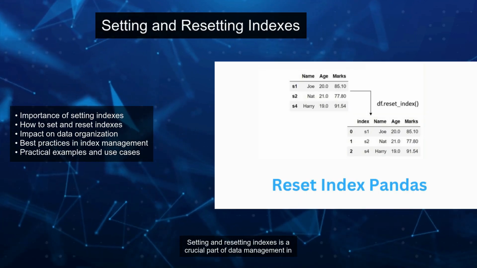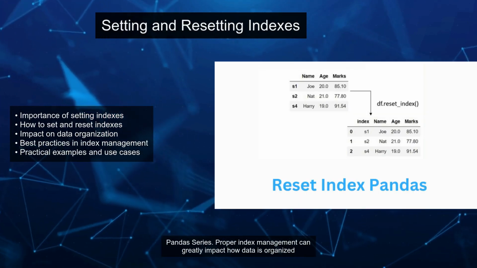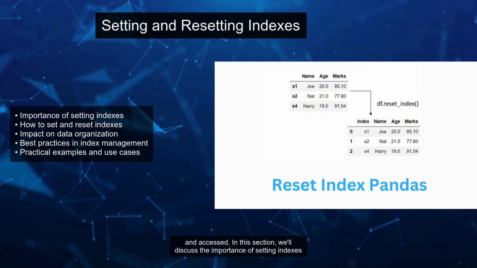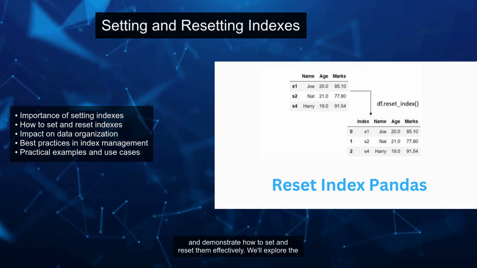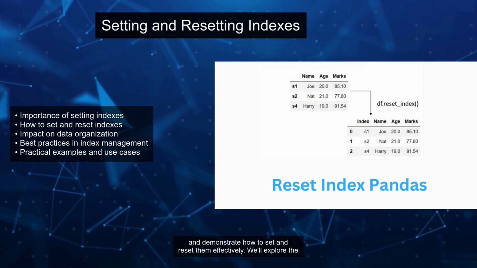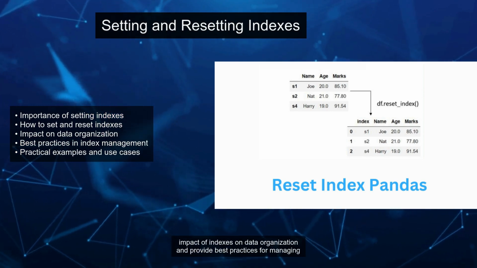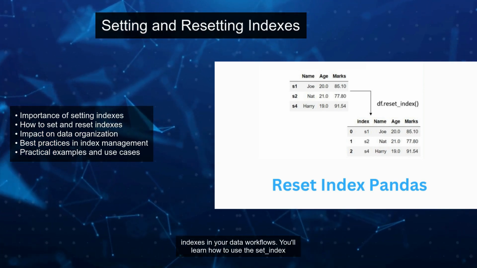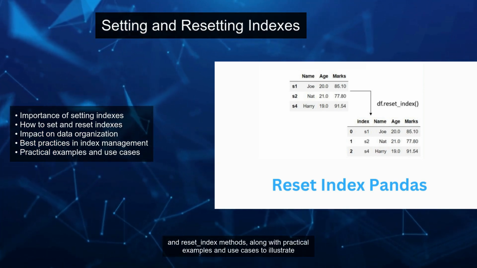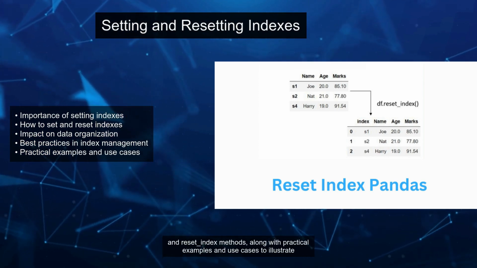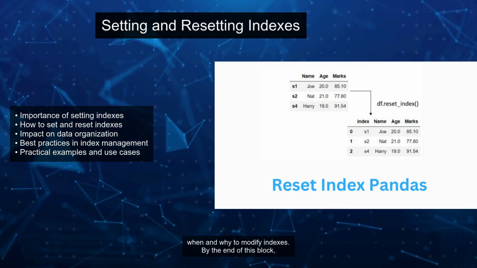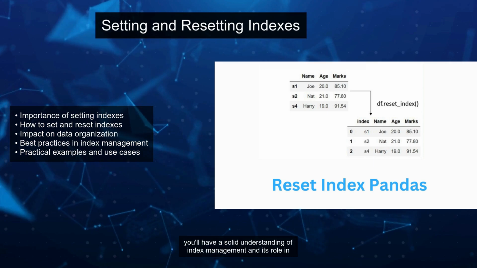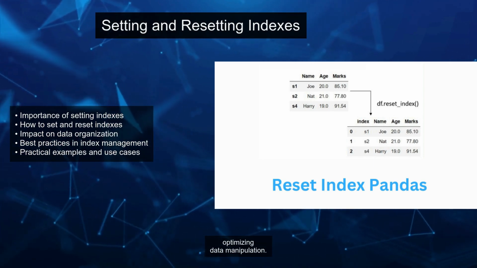Setting and resetting indexes is a crucial part of data management in Pandas series. Proper index management can greatly impact how data is organized and accessed. In this section, we'll discuss the importance of setting indexes and demonstrate how to set and reset them effectively. We'll explore the impact of indexes on data organization and provide best practices for managing indexes in your data workflows. You'll learn how to use the set_index and reset_index methods, along with practical examples and use cases to illustrate when and why to modify indexes. By the end of this block, you'll have a solid understanding of index management and its role in optimizing data manipulation.